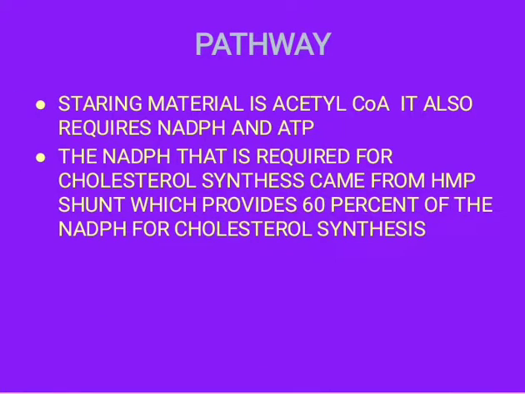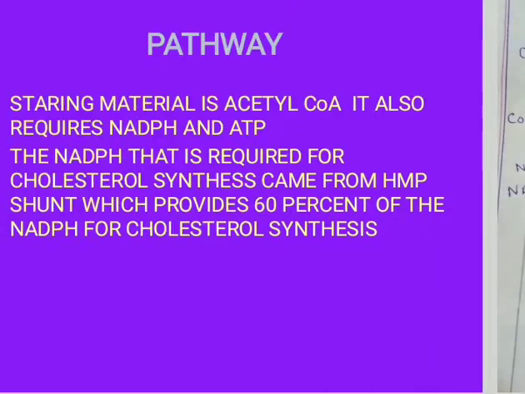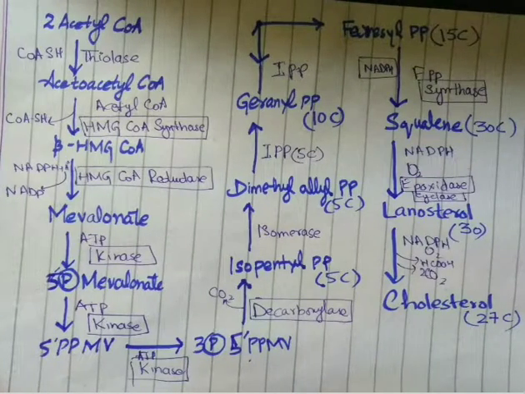So here is the pathway. The starting material is acetyl CoA. It requires NADPH and ATP, and one main thing here is that 60% of the NADPH required for cholesterol synthesis comes from the HMP shunt, and you can listen to the details of the HMP shunt in my next lecture, how the HMP shunt generates NADPH. This is the whole chart for the synthesis of the cholesterol molecule.